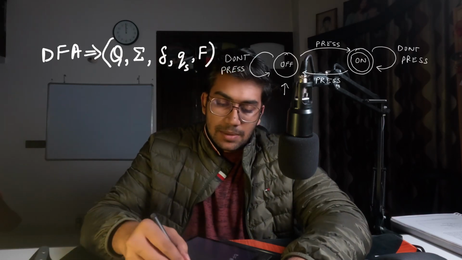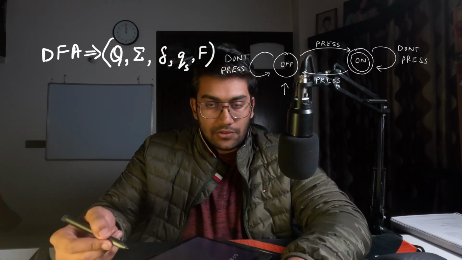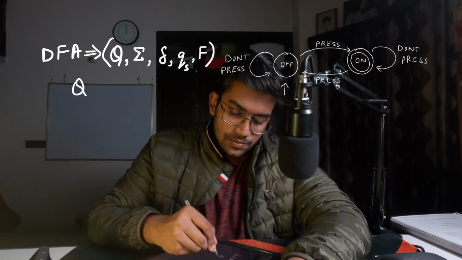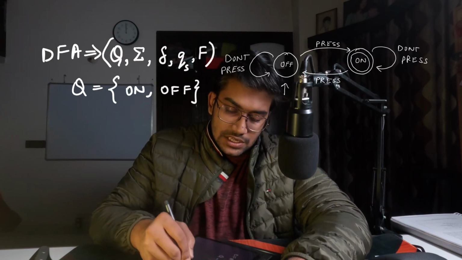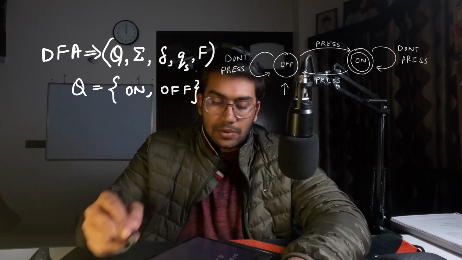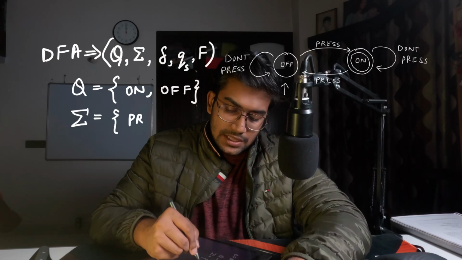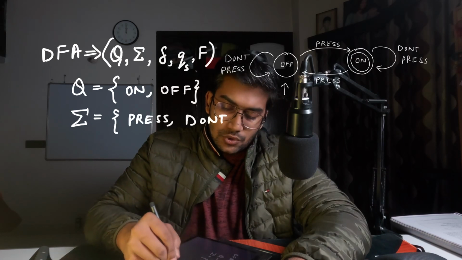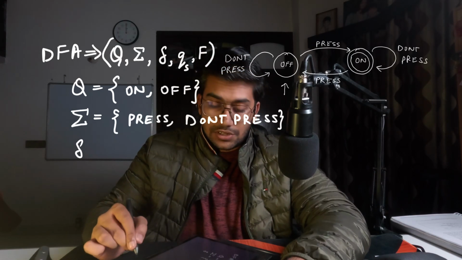And for this example that I just gave, what would be Q, sigma, delta, QS, and F? So for this Q, this would be on or off. These are the only two possible states in this deterministic finite state automata. What is sigma in this case? Sigma is either press or don't press. Now the delta, the transition function, that's interesting.